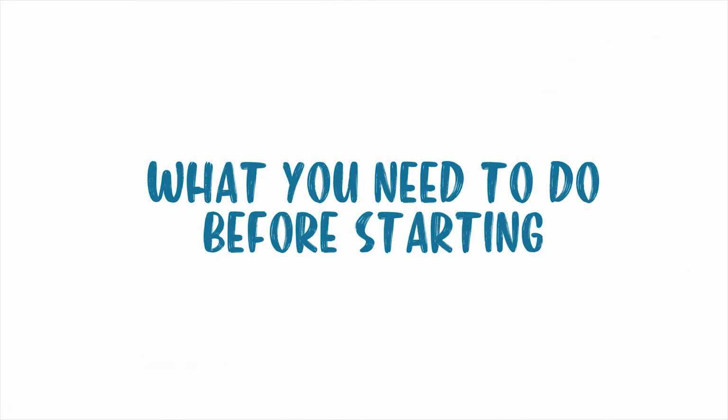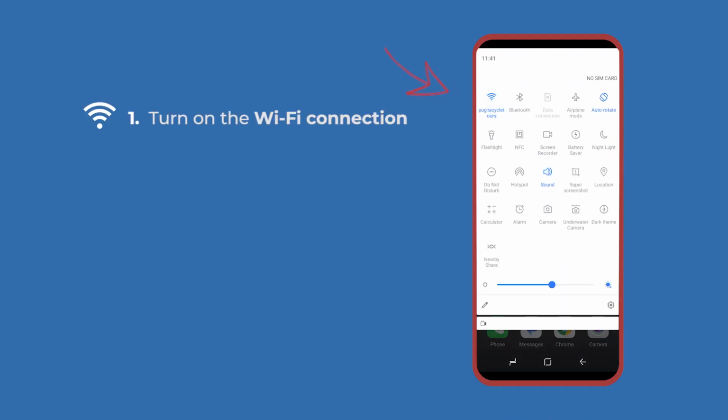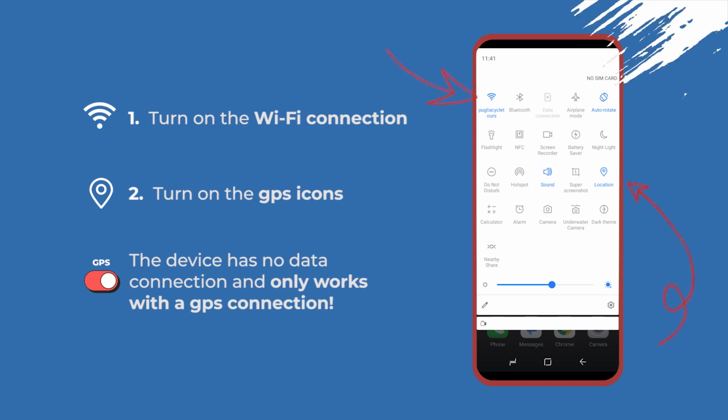What you need to do before starting to use the RideWithGPS app. Turn on the Wi-Fi connection. Turn on the GPS icons. The device has no data connection and only works with the GPS connection.